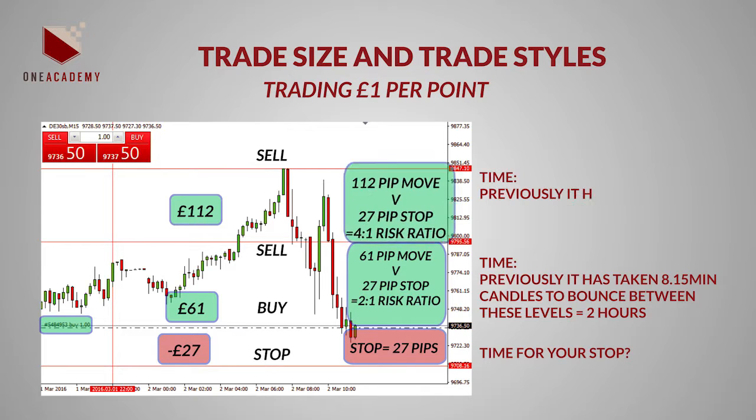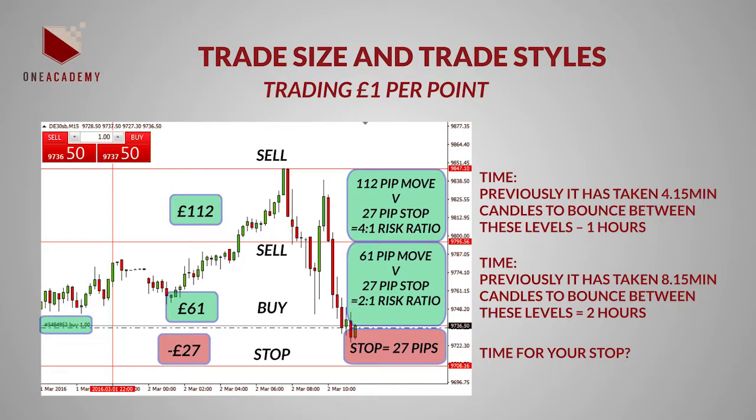The same will stand with the upper trade idea. We want to exit at 9847.10. This is £112 profit versus the £27 risked, giving us 4 times the profit versus what we risked. Again, time is important here. It has taken previously 4 15-minute candles to bounce between these levels. This is just 1 hour.